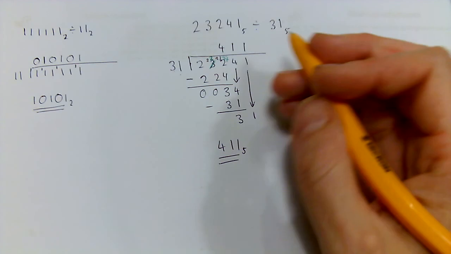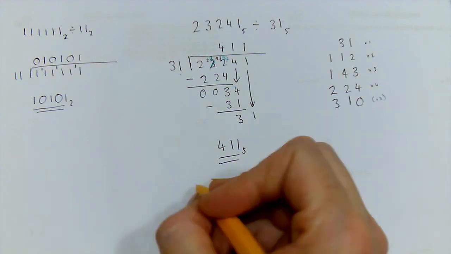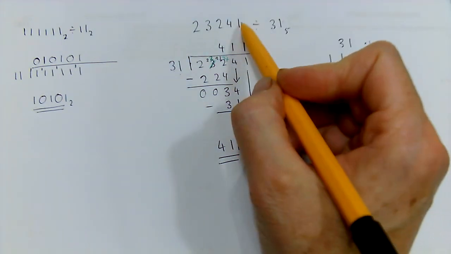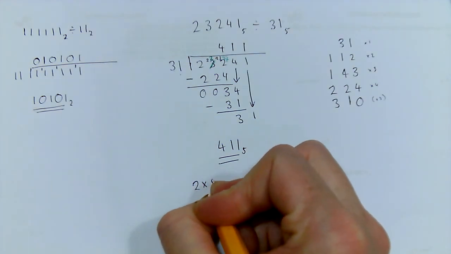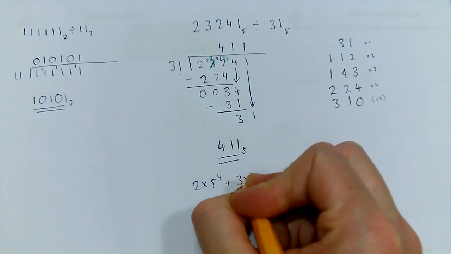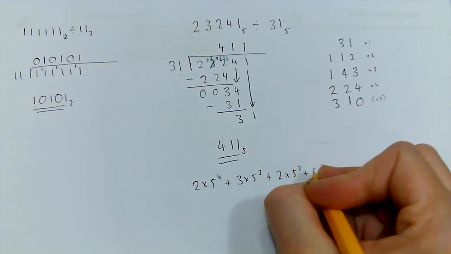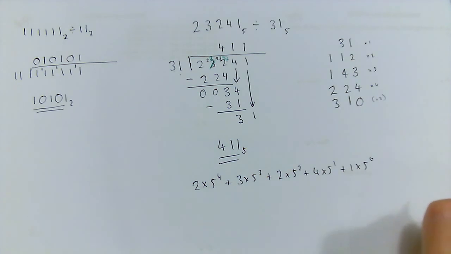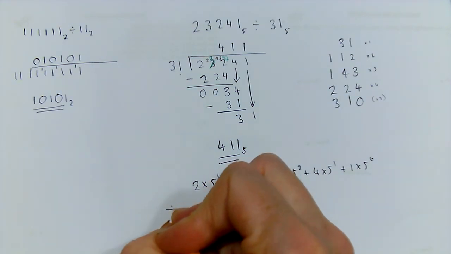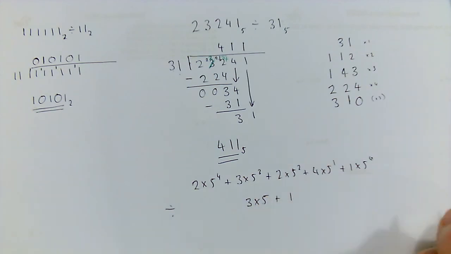Now, if this is confusing, then instead you can convert to decimal and back out again. So we've got the powers 0, 1, 2, 3, 4. So we've got 2 times 5 to the 4 plus 3 times 5 cubed plus 2 times 5 squared plus 4 times 5 to the 1 plus 1 times 5 to the 0. And then we're going to be dividing by 3 times 5 plus 1.